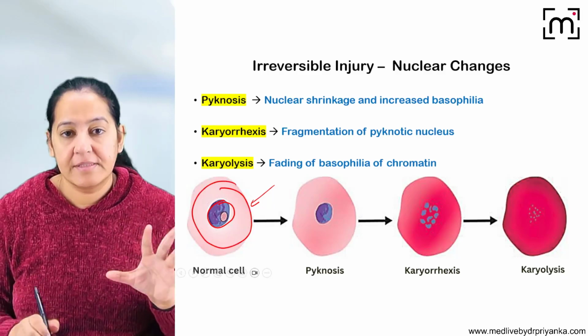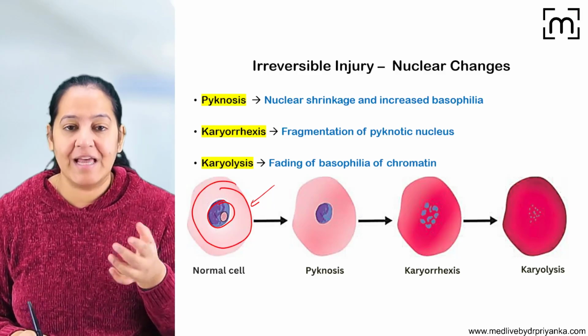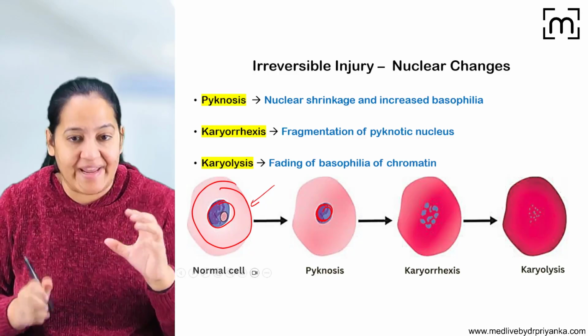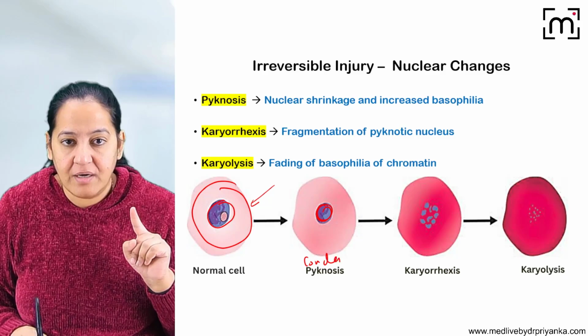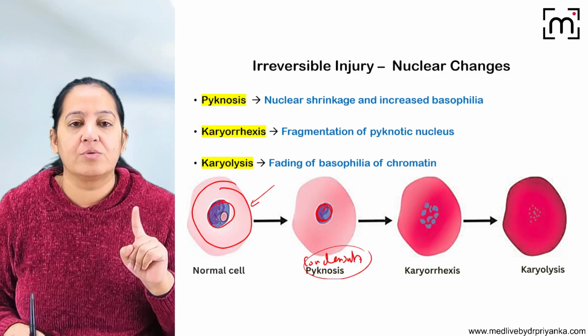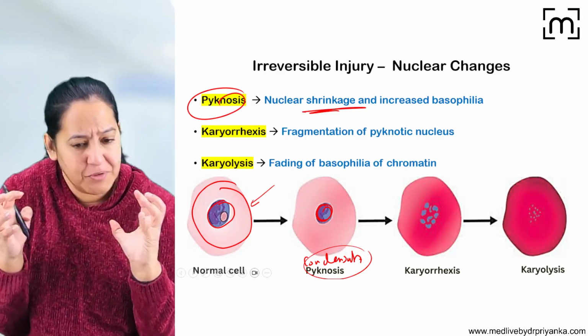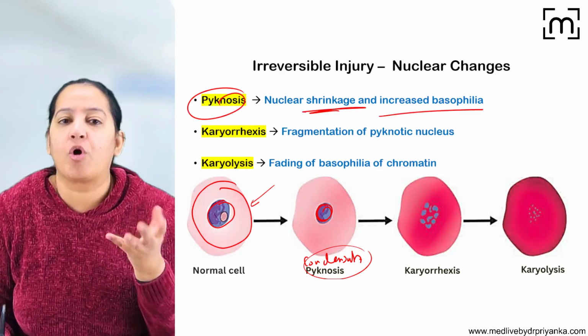This is normal. Now, during irreversible cell injury, first, the nucleus will get condensed. Condensation or shrinkage of the nucleus is known as pycnosis. Pycnosis is shrinkage or condensation. It becomes more blue because it got condensed. It becomes dark blue in color.